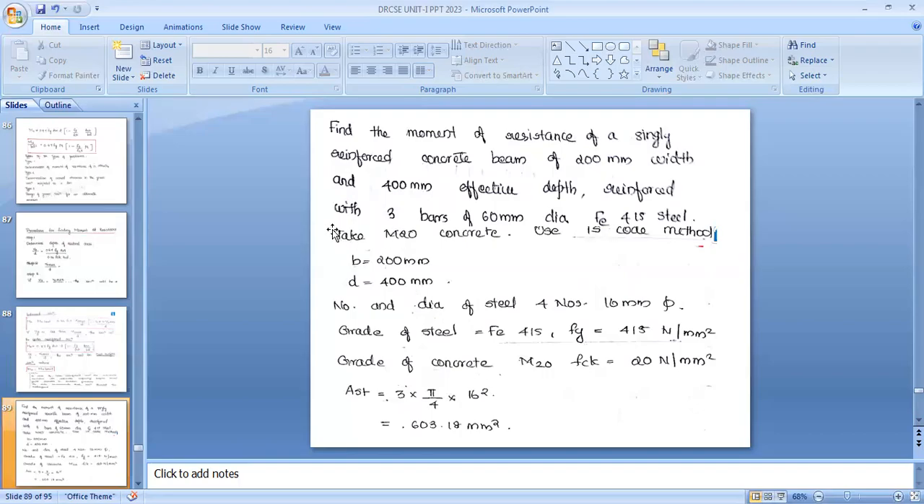So here is an example. Find the moment of resistance of a singly reinforced beam of width 200 mm and 400 mm effective depth with 3 bars of 16 mm diameter, using Fe 415 and M20. So here the effective depth is given and the diameter of the steel is given. First step, we need to find Ast. How will you find Ast? That means the area of steel. The reinforcement is round, so it is circular in shape. Area is pi by 4 into d squared into number of rods. So here we are getting the answer 603.18 square mm.